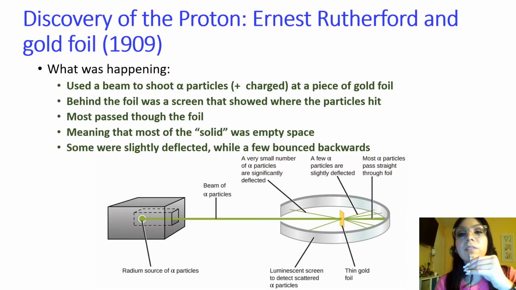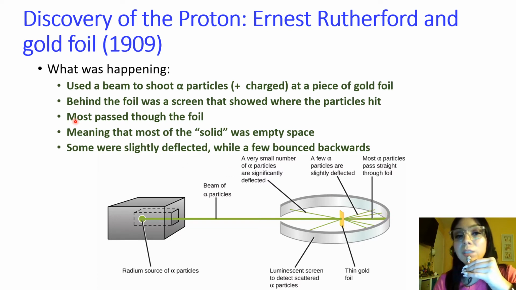So the third and final experiment we're going to talk about is Ernest Rutherford's gold foil experiment, which led to the discovery of the proton. So what happened was he was shooting a beam of alpha particles, which all you have to know about these is that they're positively charged. He was shooting these at a piece of gold foil. Now behind this gold foil, he had a detector. What ended up happening was a lot of these alpha particles ended up being detected directly behind the gold foil.